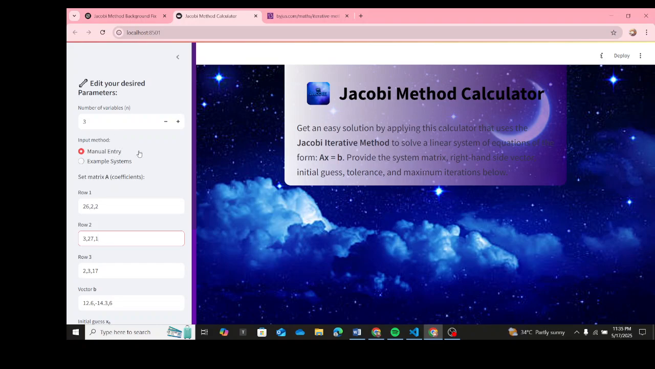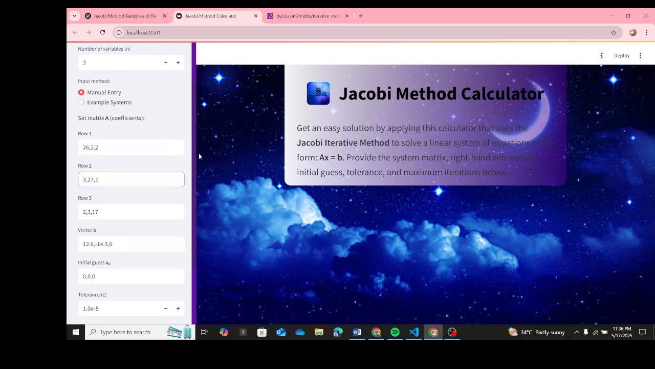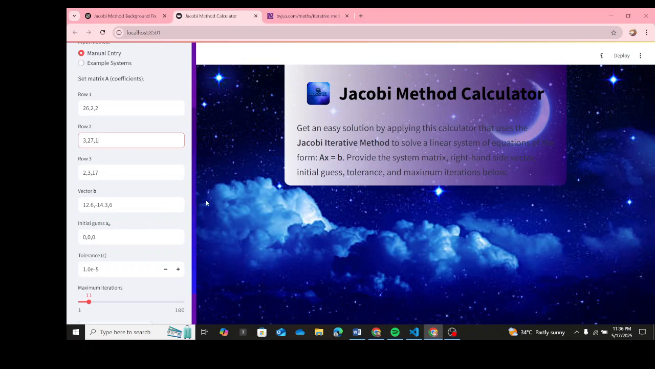And in my app, you can input your own method. If you try manual, just click here, and if you need to go to example systems first, just click here. So let's proceed, to see if it coincides with the answer from the manual solution. I also already put the vector b, which is 12.6, negative 14.3, and 6.